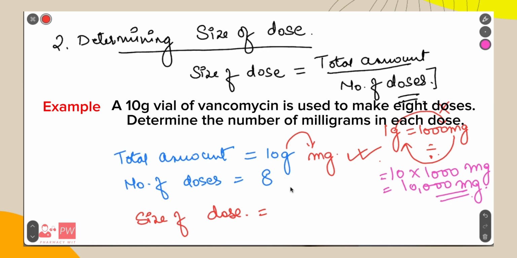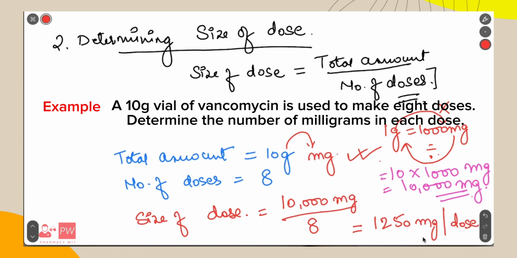So the size of dose will be total amount. What is the total amount? 10,000 milligram. And what is the number of doses? 8. Divide both of them, then what will you get? You will get 1250 milligram per dose. So this will be the size of dose.